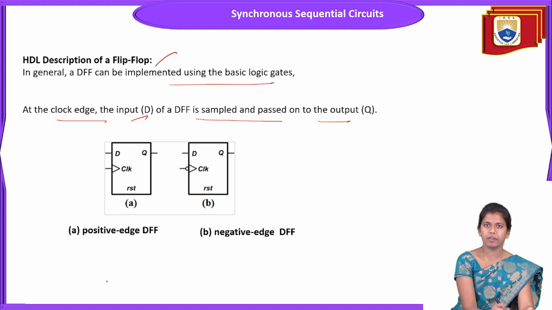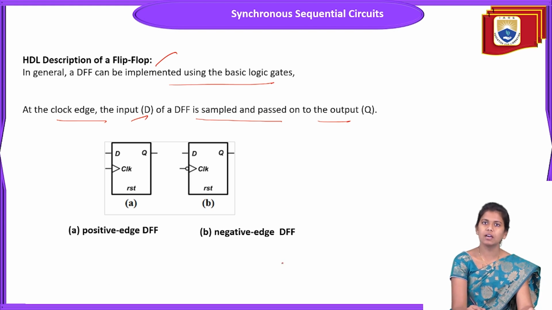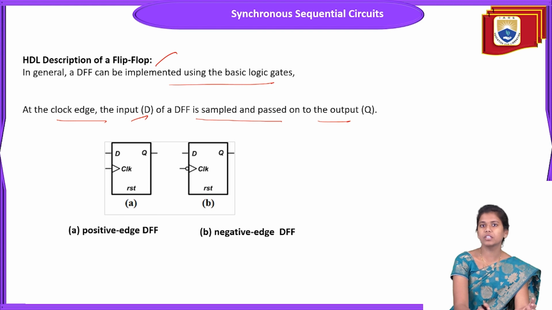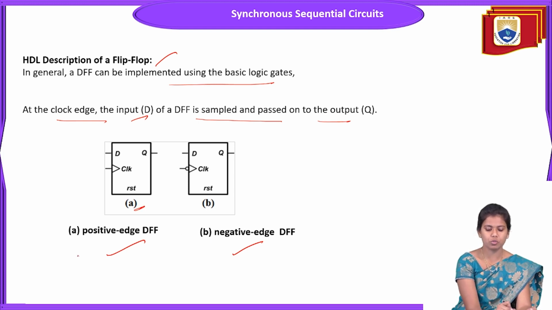So this is a positive edge D flip-flop, and here it is a negative edge D flip-flop. We are just concentrating on the HDL description of a D flip-flop. For the storage devices, a common clock is used, right? For the common clock, there are two categories, the positive edge and the negative edge clock signal, and the representation of the positive and the negative edge goes like this. This is a positive edge clock signal.